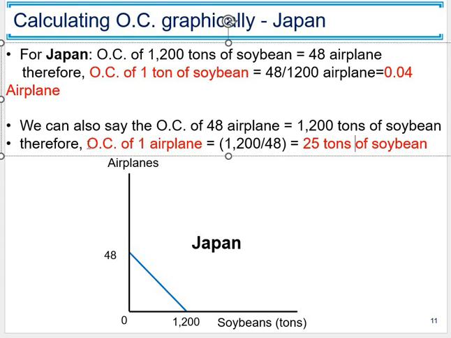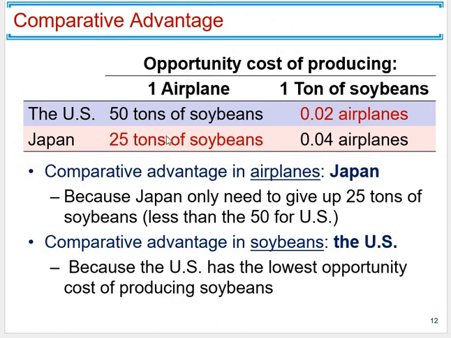Okay, so in short, when Japan produces 1 unit of airplane, at the same time it is giving up the chance to produce 25 tons of soybeans. Now let's summarize the results in this table, right?